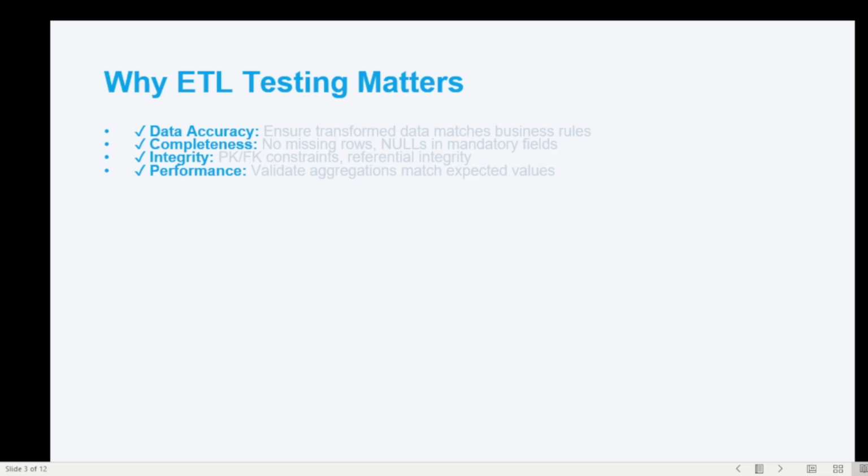The next one is integrity. Primary keys, foreign keys, referential integrity, all must be validated. Performance: aggregation in your target must match source values. If sums don't match, something went wrong.